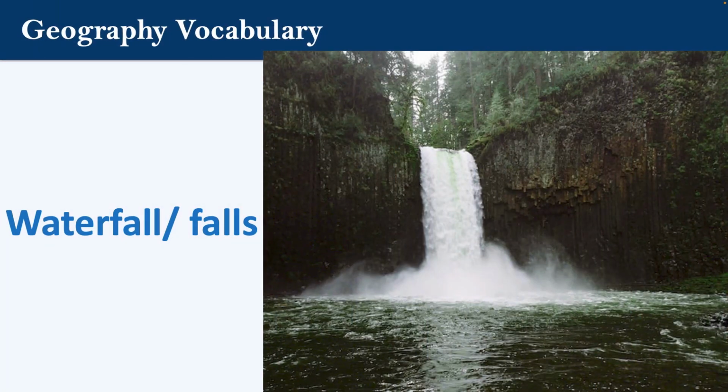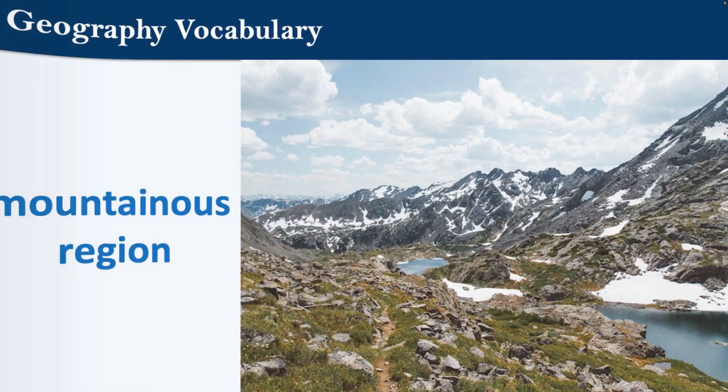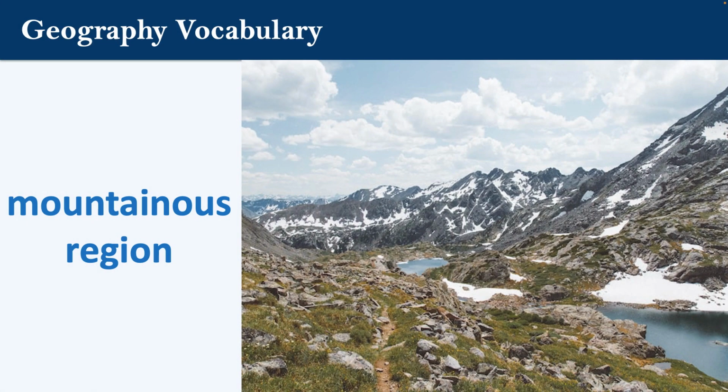Section A is going to cover different geographical features, and in section B we're going to talk about the coast. Let's start with some words about geographical features. First is waterfall. We can also say falls. Next is mountainous region. So this is a region and it's mountainous. It has a lot of mountains.